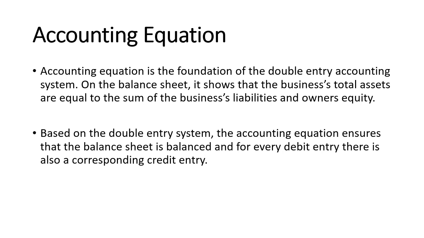What is the accounting equation? The accounting equation is the foundation of the double entry system. On the balance sheet, it shows that the total assets are equal to the sum of the business's liabilities and equity. Based on the double entry system, the accounting equation ensures that the balance sheet is balanced, and thus for every debit entry made, there is also a credit entry that corresponds to the debit entry.